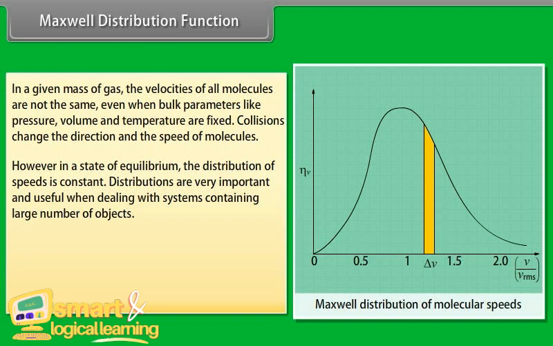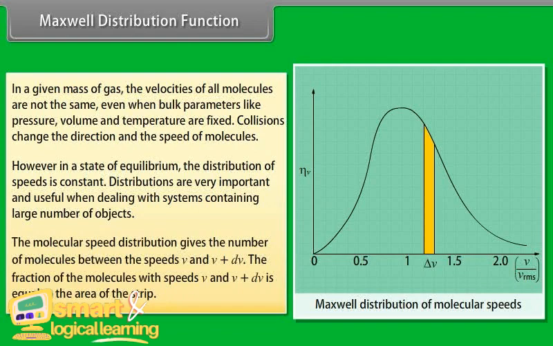Distributions are very important and useful when dealing with systems containing a large number of objects. The molecular speed distribution gives the number of molecules between the speeds v and v plus dv. The fraction of the molecules with speeds v and v plus dv is equal to the area of the strip.